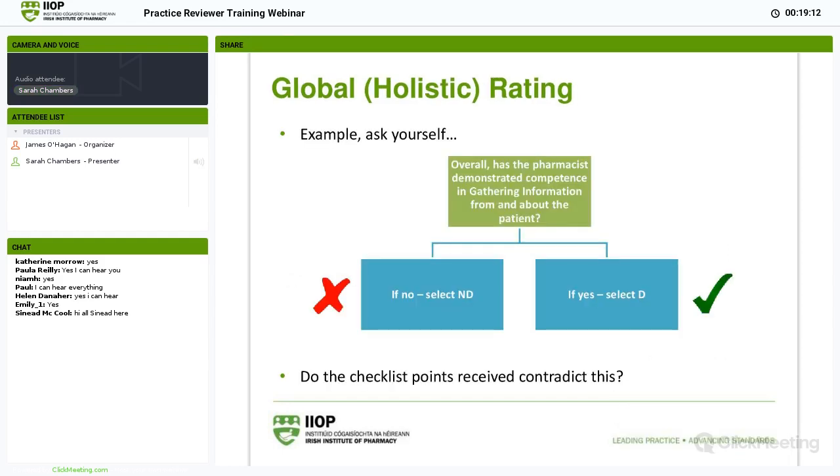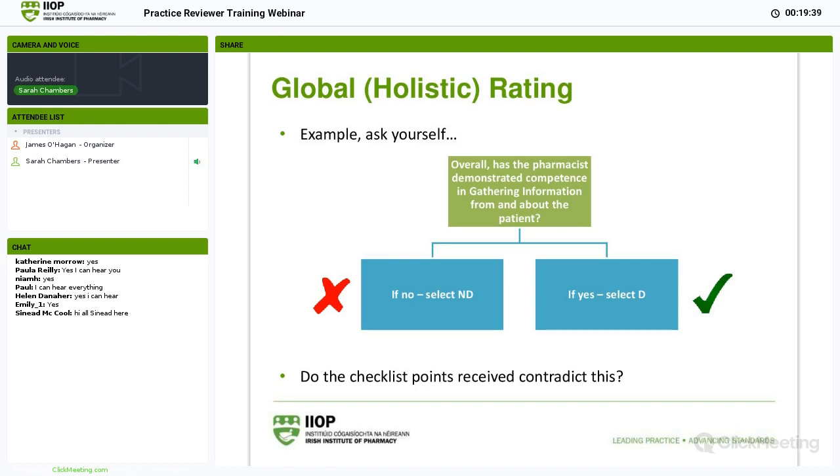So I think this slide is a really helpful thing to think of when we're trying to assign a global rating, maybe for some of the more challenging cases. Sometimes it can be really clear, and other times it can take a little bit more thought. For example, you could ask yourself, overall, has the pharmacist demonstrated competence in, for example, gathering information from and about the patient? If no, they're not demonstrated, and if yes, they've demonstrated.